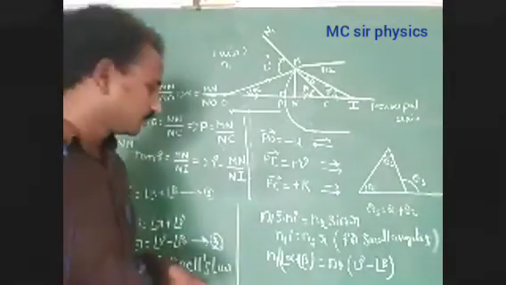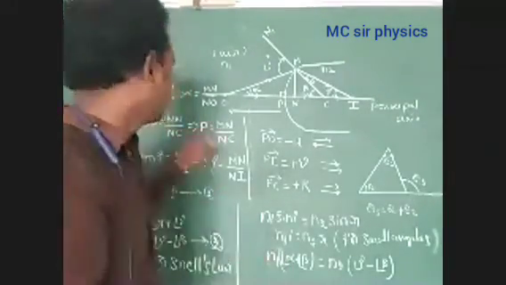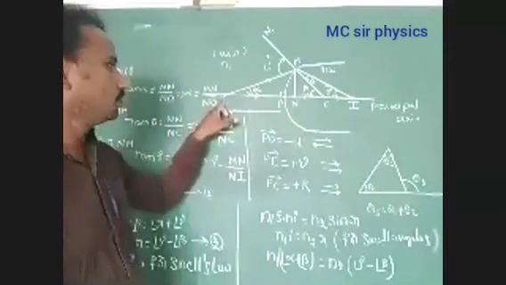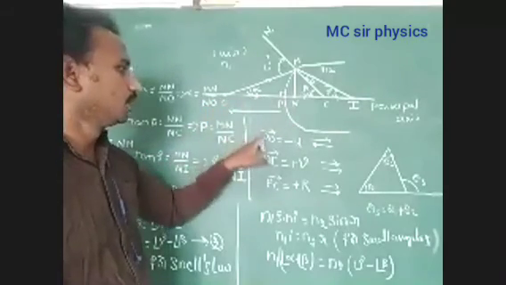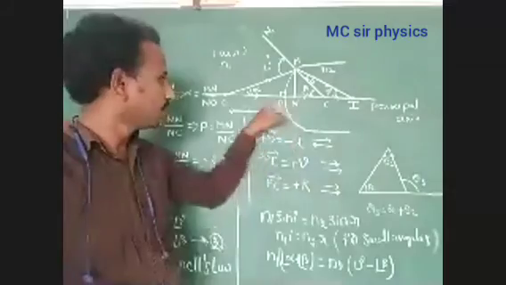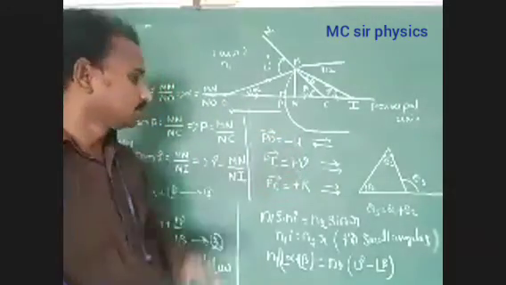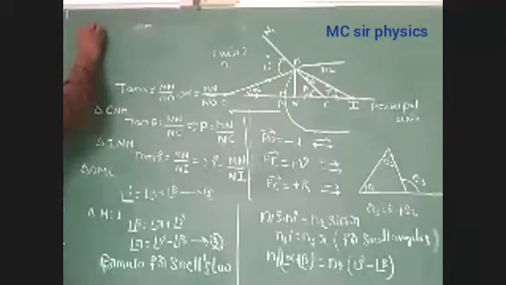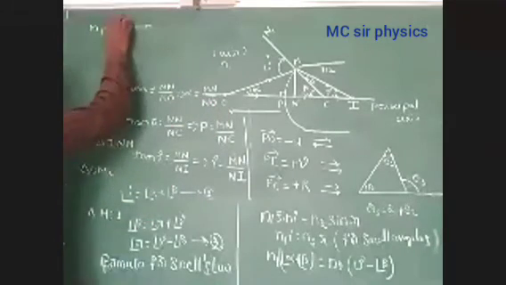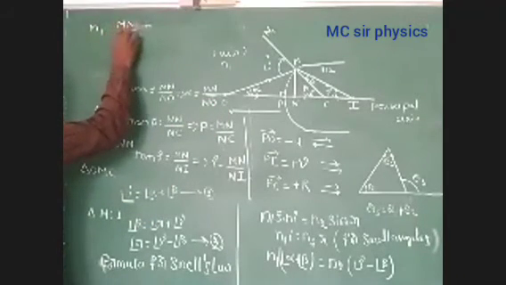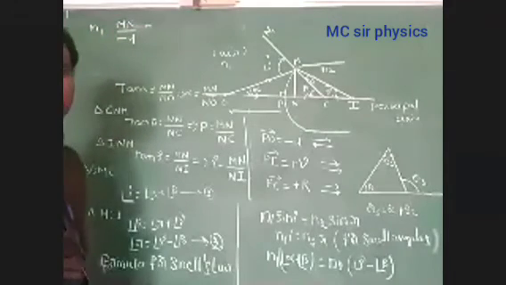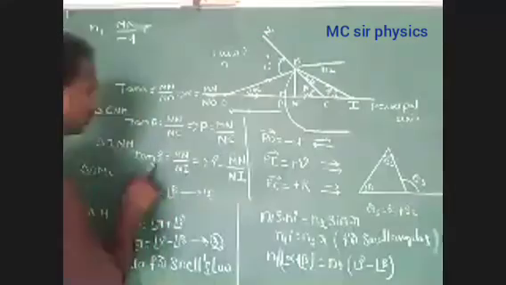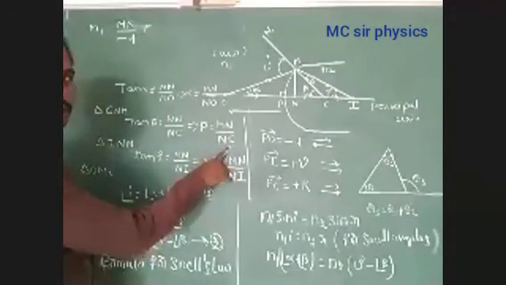Okay, now just identify, students, angle alpha. Angle alpha equals MN by NO. Here NO value is approximated to PO. What is the PO value? Minus u. PO value equals minus u. So we have to write these conditions. n1 times alpha, MN divided by minus u, plus the next one, beta. Beta equals MN by NC.